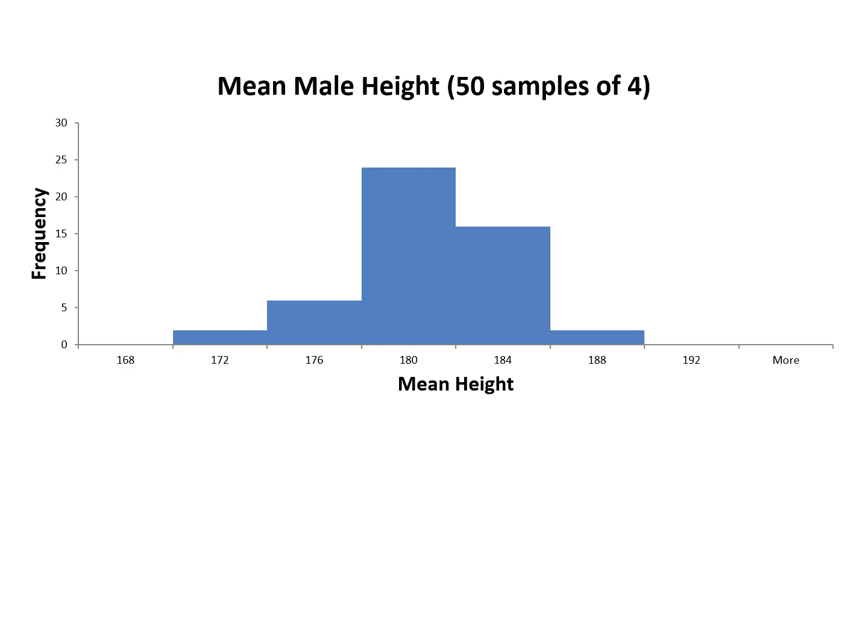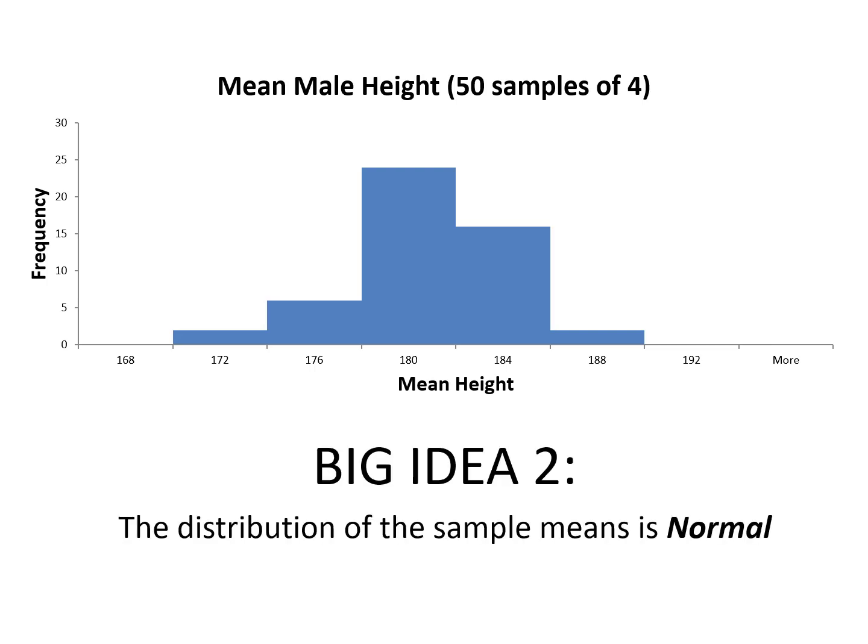Does that shape look at all familiar? Comes up to a peak and drops back down. Looks awfully like the normal distribution, doesn't it? In fact, it is. And that is the second big idea for today's session. The distribution of the sample means is normal, provided your samples are random.